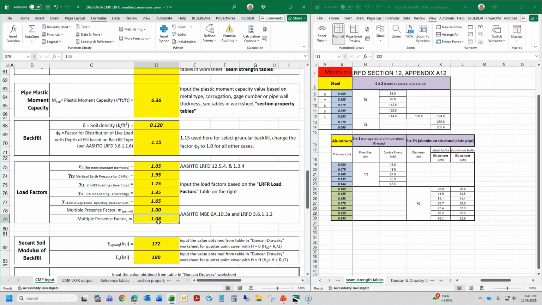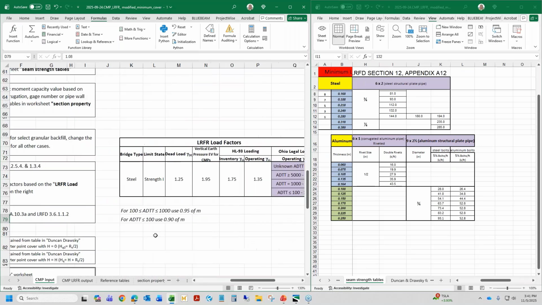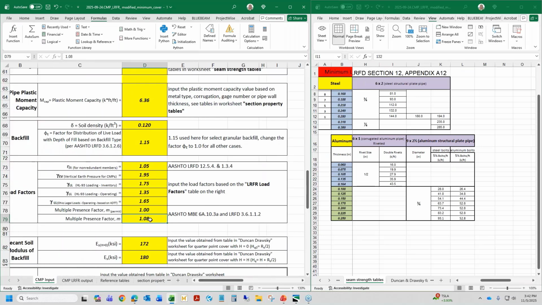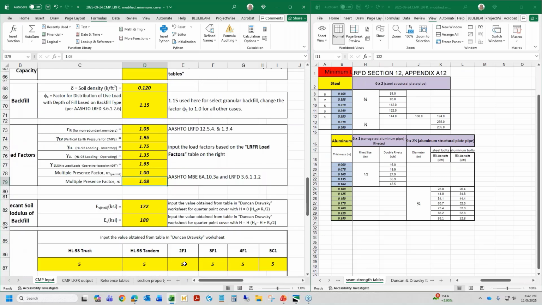What's interesting is that, I'm sorry, I have to go back one second and just say that multiple presence factor, this is actually the multiple presence factor for a permit load. And for a permit load, it's always 1 according to MBE. So then the next one down, which is the multiple presence factor for all other load cases, we take from this particular chart here. And once we have that, you take the inverse of it, and that gives you your M. So in this case, we have an M of 1.08.